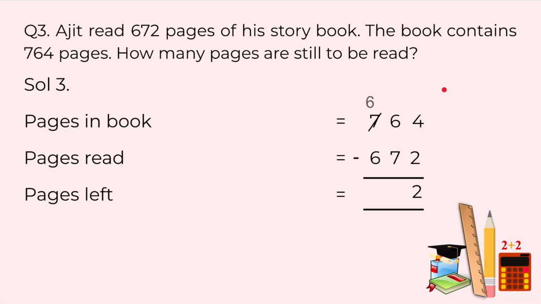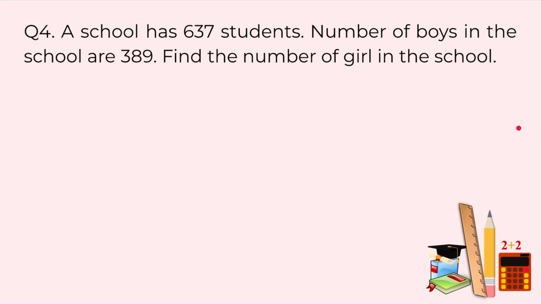And that 1 from the hundreds place, when we bring it to the tens column, it will become 10 tens. 10 tens plus 6 tens will become 16. So we'll cut 6, write 16. 16 minus 7 will give us 9. Then going on to the hundreds column, 6 minus 6, 0. So 92 pages are left.